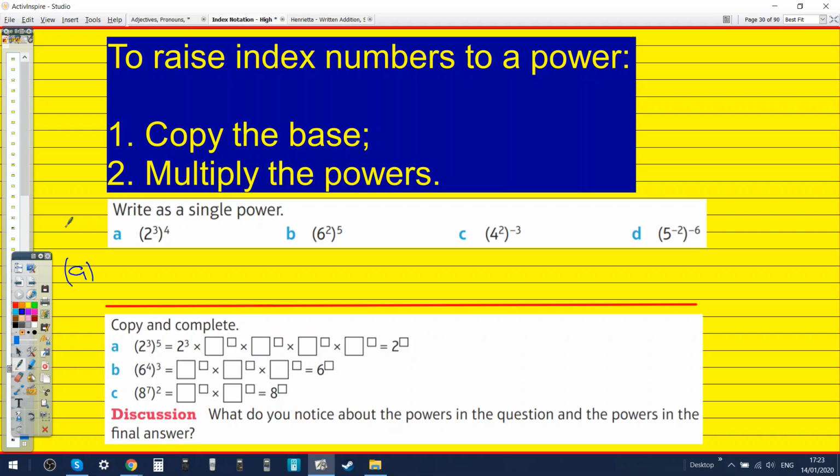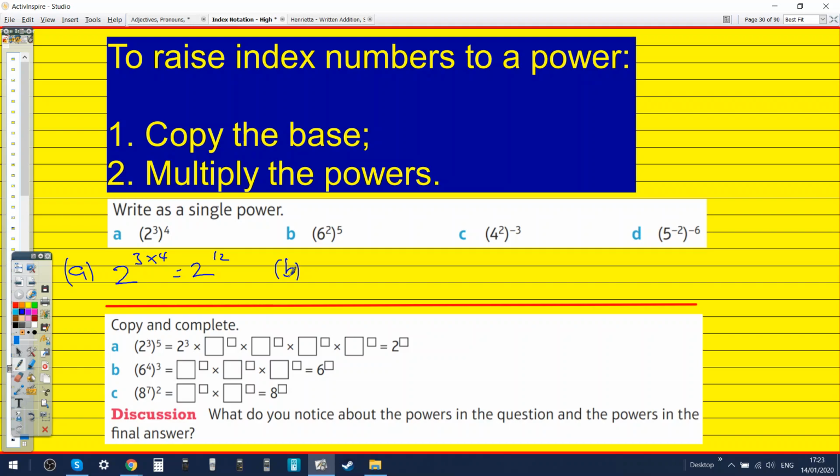Okay. So is it 2? Wait, is it times? So the base is 2, so you copy 2. Is it 2^7? That would be adding the powers. This is multiply the powers. So it would be 3 times 4. Okay. Which is 12. Yes, well done.